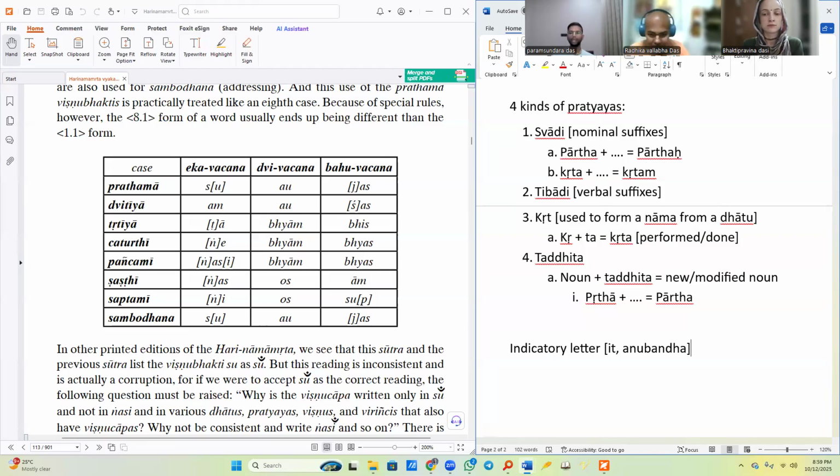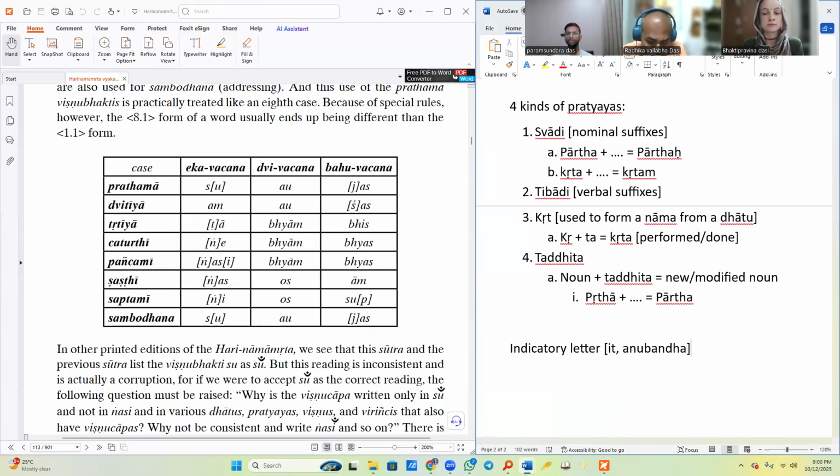In English, we call them indicatory letters. They indicate something; they are not actually used. In Sanskrit, we call them it or anubandha. Now, what is the use of these letters in the brackets? First of all, when we do the declension, when we add these suffixes to the nouns and roots, these indicatory letters will be removed. They will not be used in the final formation. That's number one.